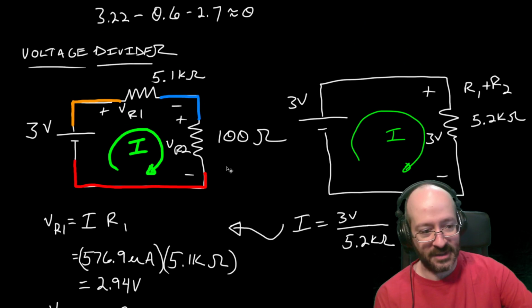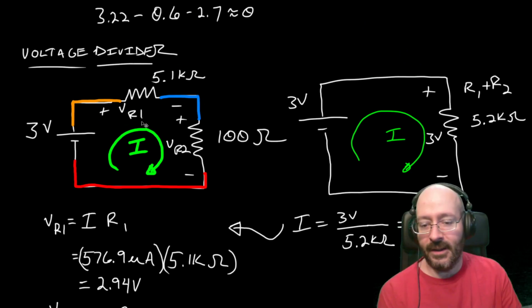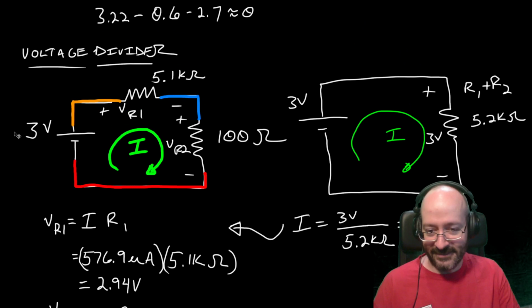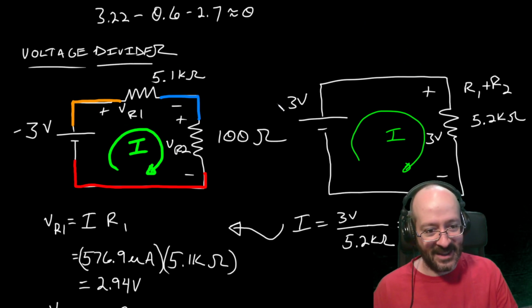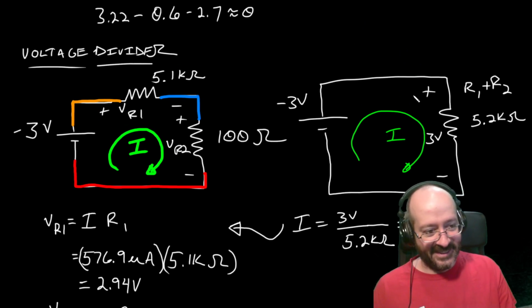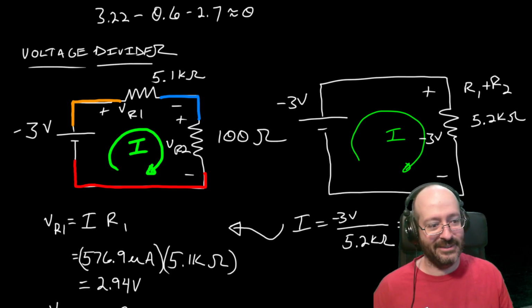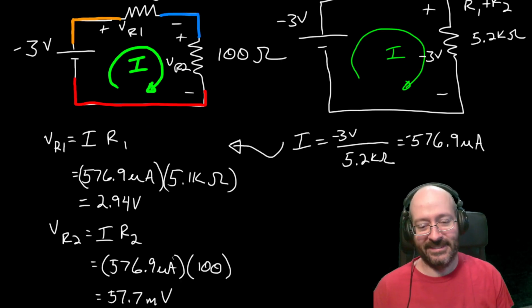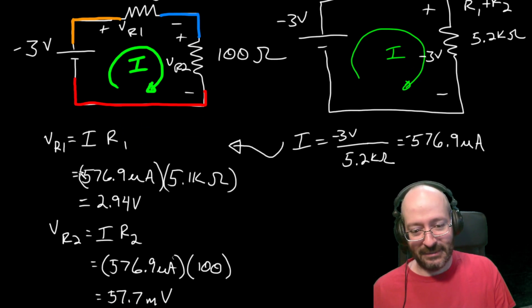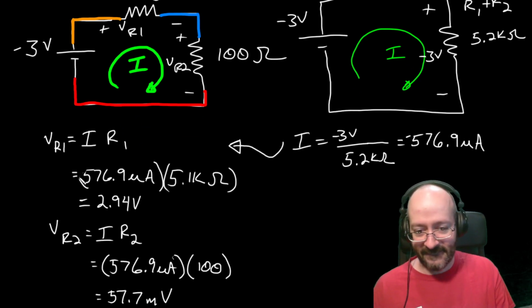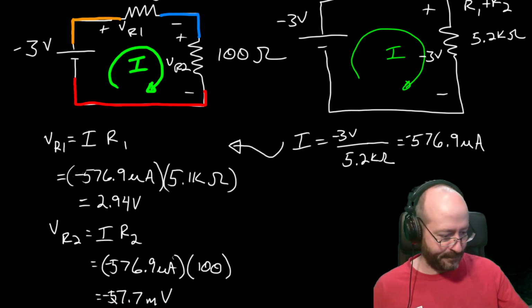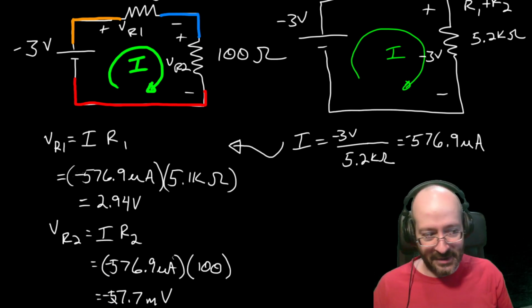So here's how that changes our calculations. This is now -3. That's now -3. That's now -3, which is going to make the current negative 576.9 microamps. And it's going to make all of these negative. And that one's negative. Okay. That's on me. I flipped the battery the wrong way around.